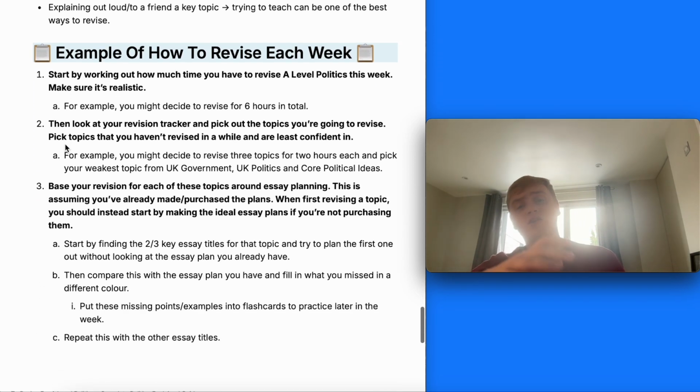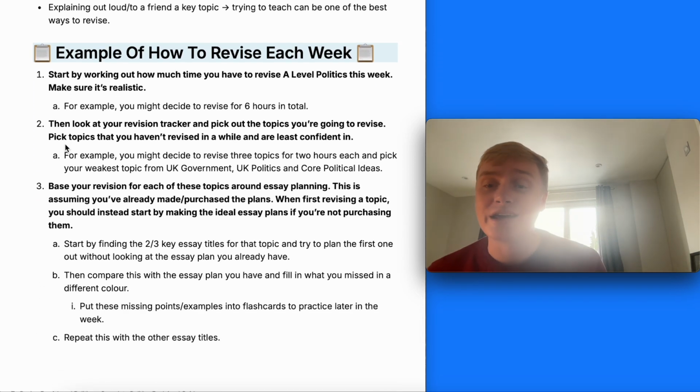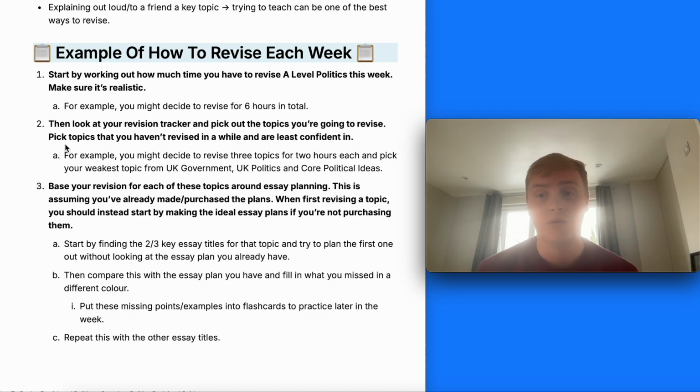Final thing that I'm going to do is give you an example of how to revise each week. So this is what I do each week when revising for A-level politics. I'd start by working out how much time you have to revise for A-level politics that week. Make sure it's realistic. Don't say you're going to revise 15 hours for A-level politics when you've got your other A-levels as well. It's just not going to happen.